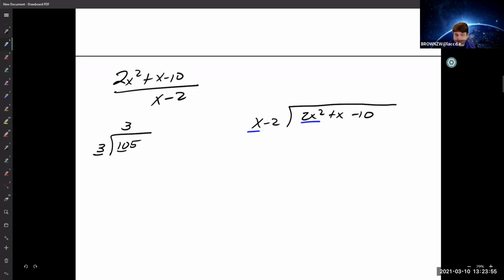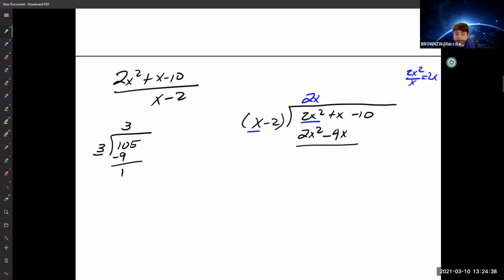On the numerical side, the next step is we multiply this out. 3 times 3 gives me 9. In the algebra, we take the 2x and distribute it onto this entire expression. So 2x times x gives me 2x squared, and 2x times negative 2 gives me negative 4x. Okay, so the next step in numerical form is we subtract down. 10 minus 9 gives us 1.